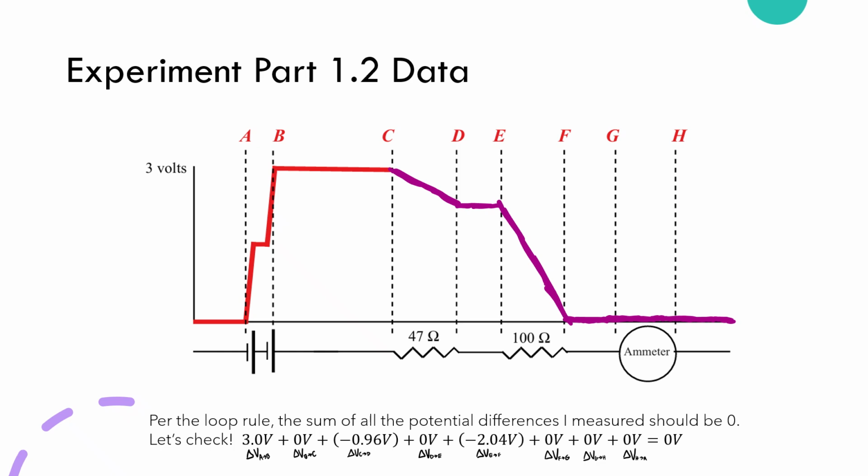And then just to certify that the loop rule does in fact apply here, we made sure that all the potential differences did in fact add up to 0. And they did, which means that our circuit is ideal.